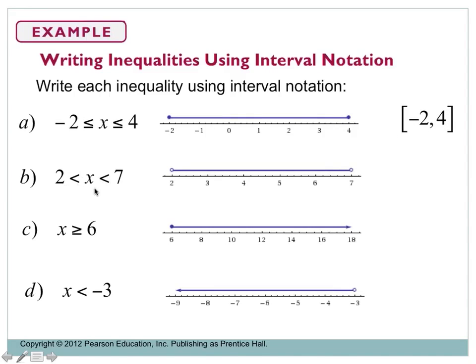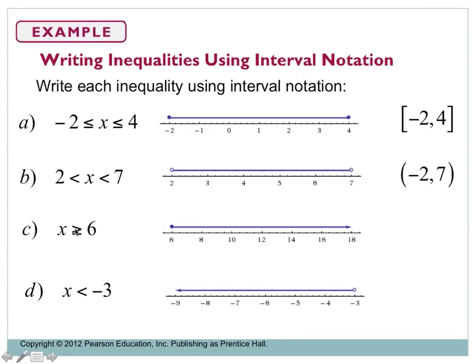This one here, 2 is less than x, which is less than 7. This is very similar, except we have open dots instead of closed dots because those numbers are not included. Reading from left to right, we hit a 2. We need to put a parenthesis because it's not included, and I apologize, this should be a positive 2, not a negative 2. Then it's shaded all the way up until a 7. Again, parenthesis, not a bracket.